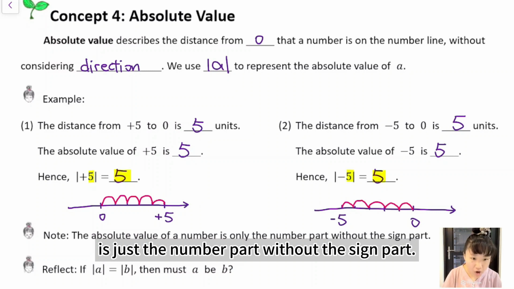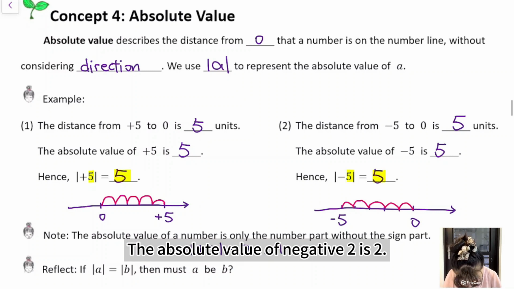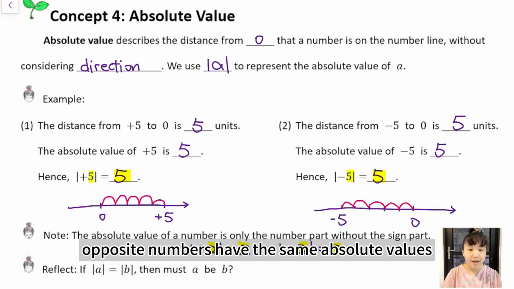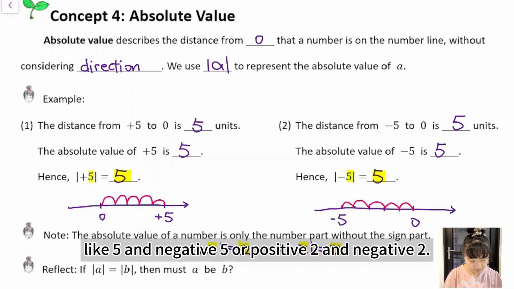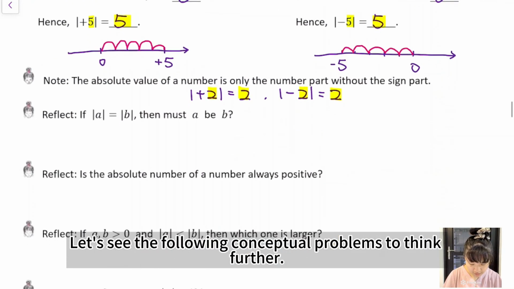You might find that the absolute value of a number is just the number part without the sign part. So the absolute value of positive 2 is 2. The absolute value of negative 2 is 2. Also, you might find that opposite numbers have the same absolute values, like 5 and negative 5, or positive 2 and negative 2. Let's see the following conceptual problems to think further.